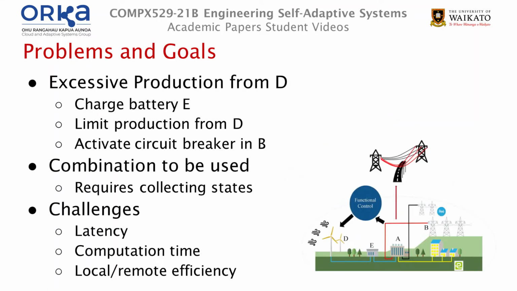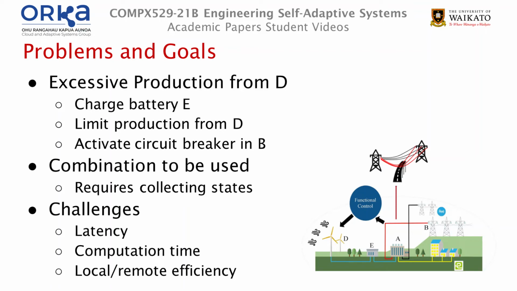One situation that may occur is excessive production from a wind farm, such as when a strong wind blows. In this diagram, it shows the wind farm is D. To combat this, we can charge the battery in E, limit the production from the wind farm at D, or we could activate the circuit breaker in the power lines, taking power from the station.